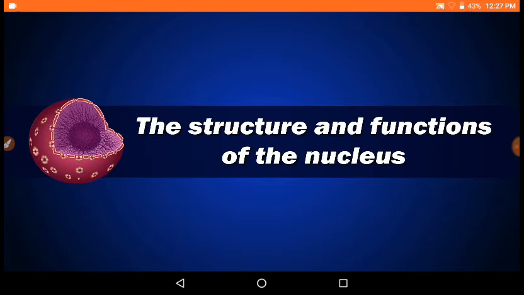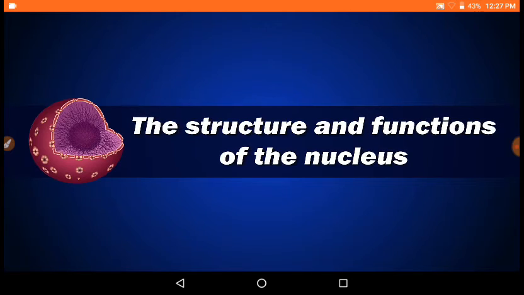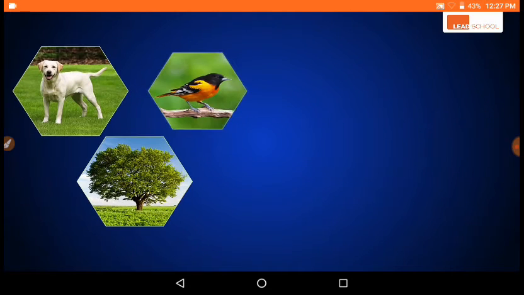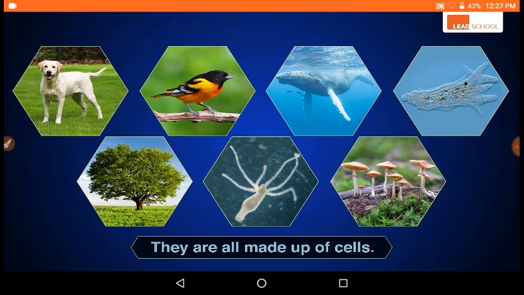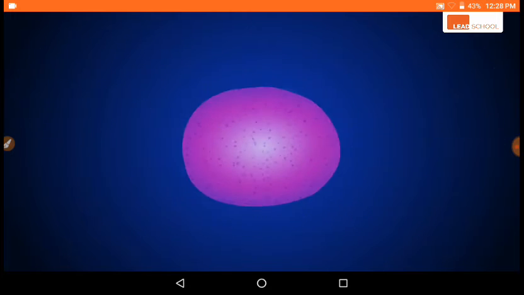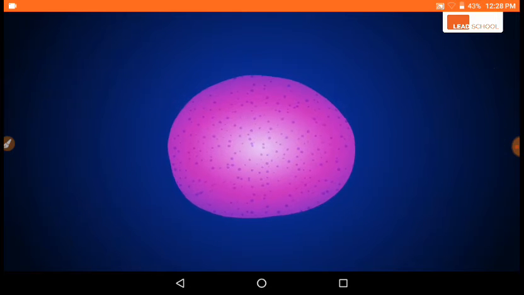The structure and functions of the nucleus. What is common among the organisms shown on the screen? They are all made up of cells. They could be made up of a single cell or millions of cells. Most cells have a few features in common.